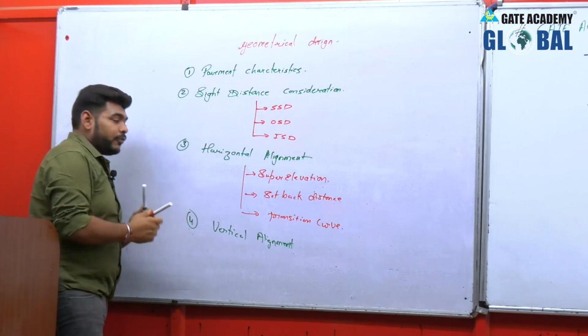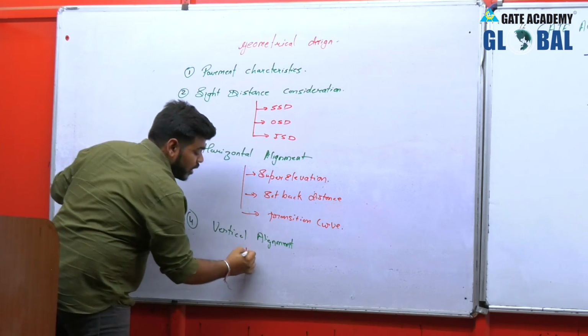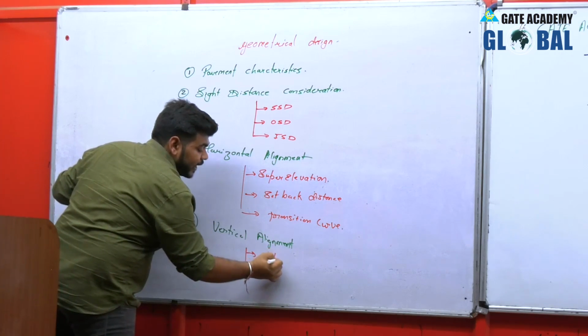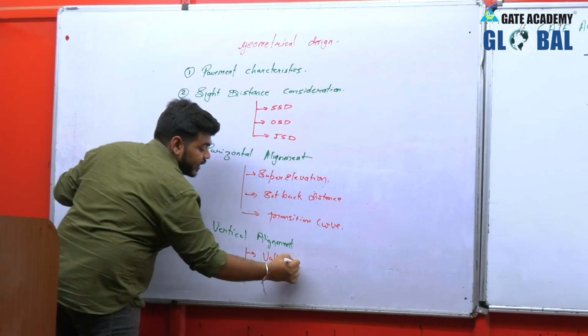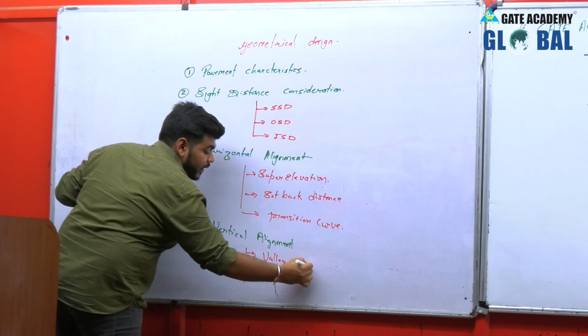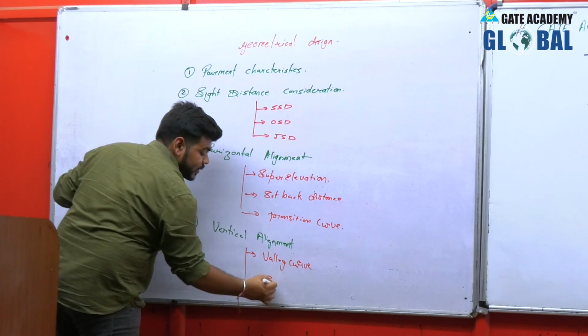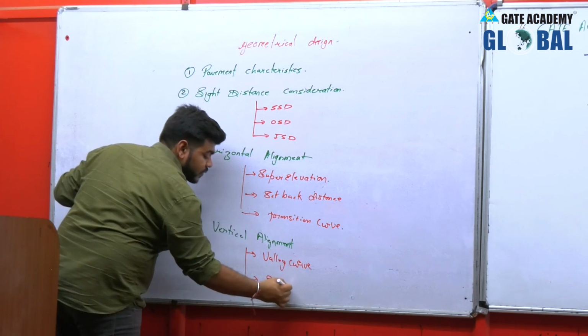In vertical alignment, we'll bifurcate into two portions. First is valley curve, and the second one is sag curve.